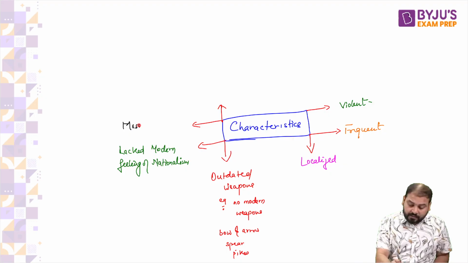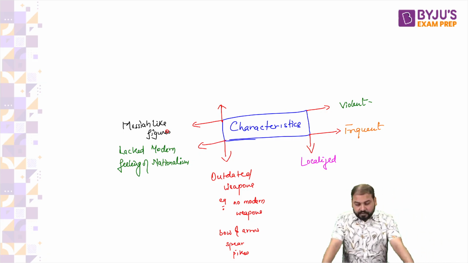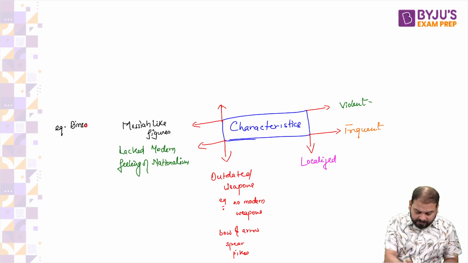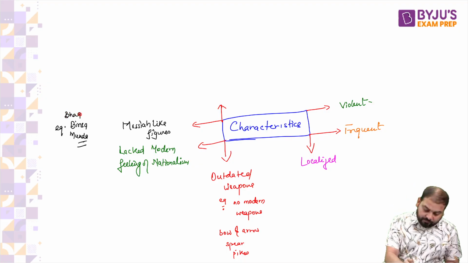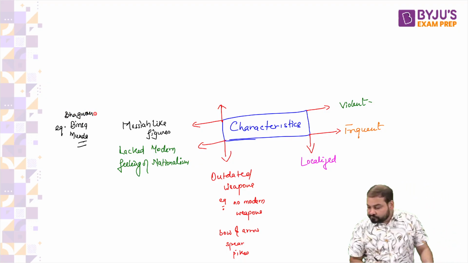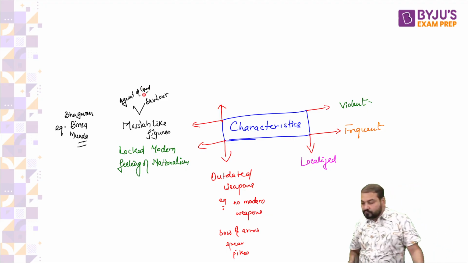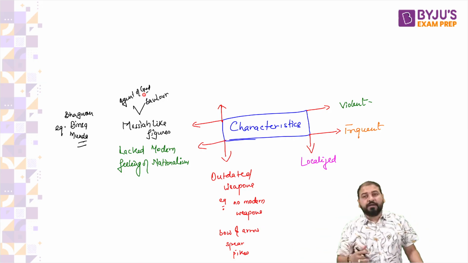Guys, they had a lot of Masiha-like figures. Do you understand Masiha? Savior. So, for example, have you heard the name of Birsa Munda? Today known as Bhagwan Birsa Munda. Masiha can be called savior or agent of God. So all of you understand, many of these tribal revolts were led by Masiha-like figures.